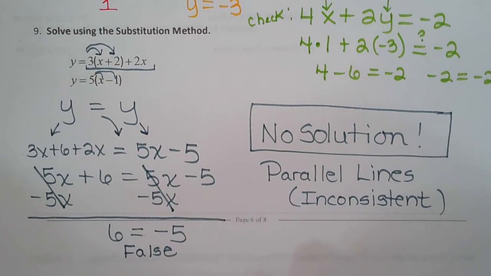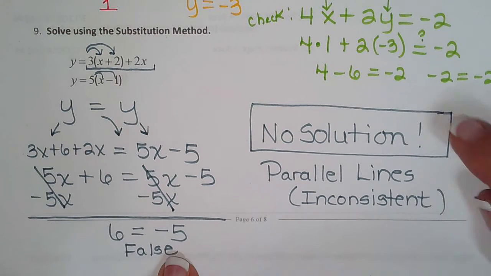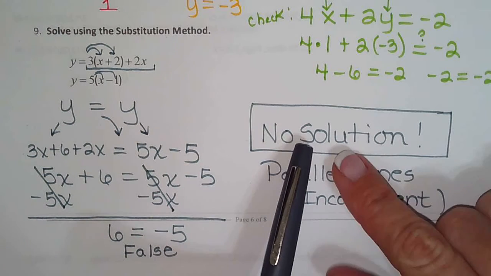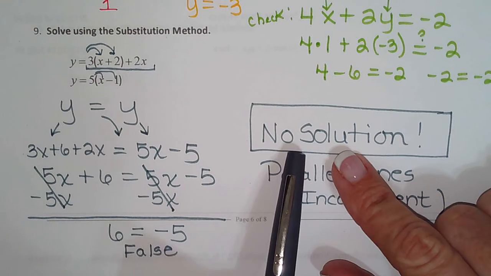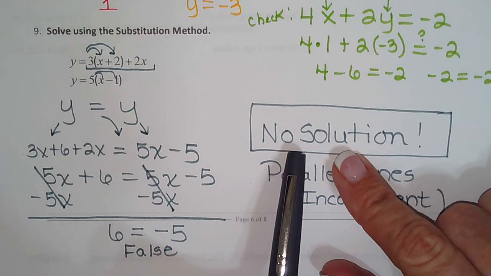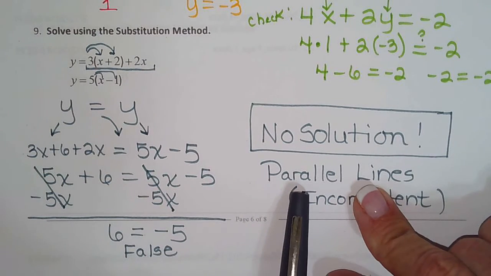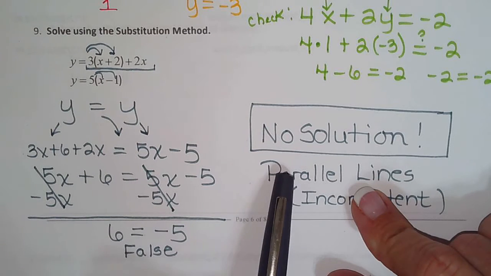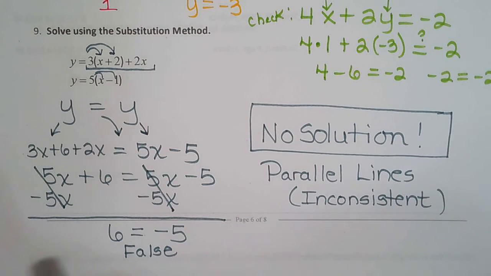Finishing up number 9 on the bottom of page 6. We were just writing no solution when the video ran out. And then I wanted to remind you, no solution means no points of intersection. Therefore, we can assume the lines are parallel. If I were to graph both of these, they would be parallel. And remember, that's called an inconsistent system, not your typical case where two lines intersect in one point.